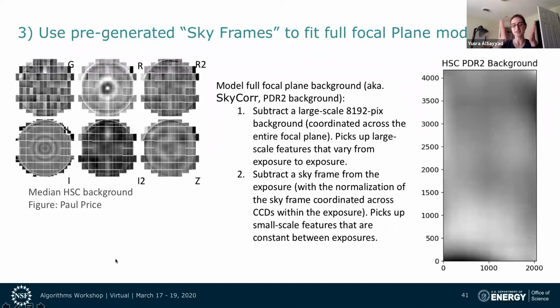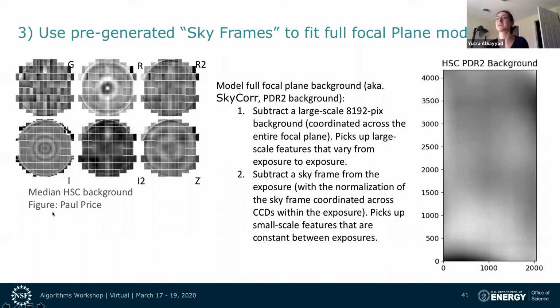we bin it up into 8,000 by 8,000 pixel superpixels. And remember that our CCDs are 2K by 4K. So these pixels are bigger than a single CCD. This will pick up the large scale features that vary from exposure to exposure, like the big gradients due to air glow and moonlight. And then after we remove that component, we subtract these sky frames from the exposure, normalized across the whole focal plane. And this picks up the small scale features that are constant from exposure to exposure.